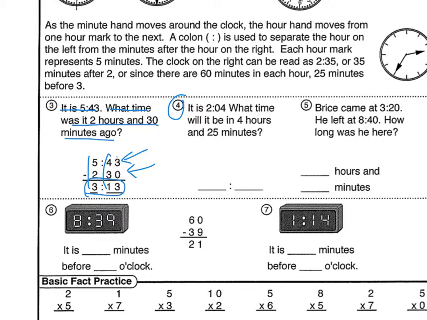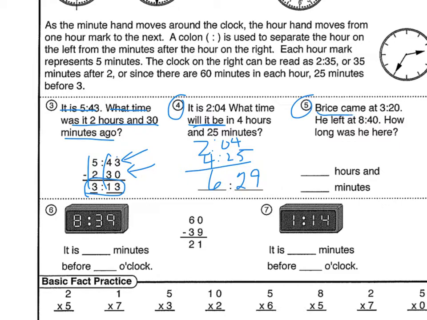It's 2:04. What time will it be in 4 hours and 25 minutes? So you should have written those two times down. You don't subtract because it says will it be. This is going to be in the future. So 4 plus 5 is 9, 0 plus 2 is 2, and 2 plus 4 is 6. It will be 6:29. Why don't you pause the video and try number 5 on your own, and then turn it back on when you're ready to see the solution.